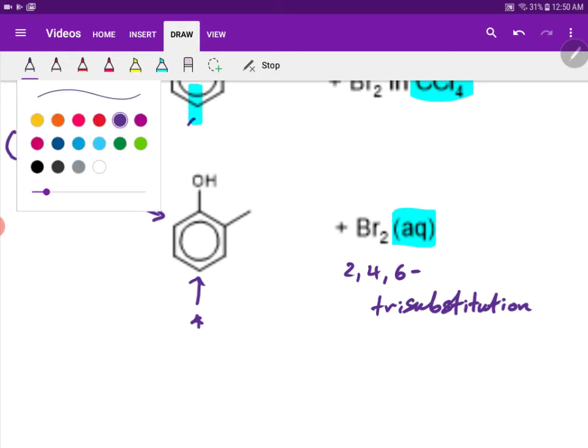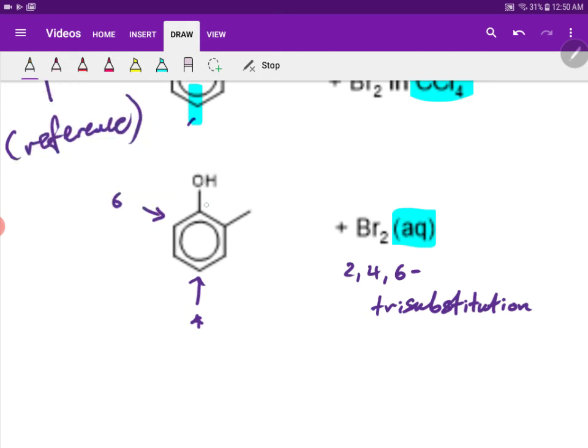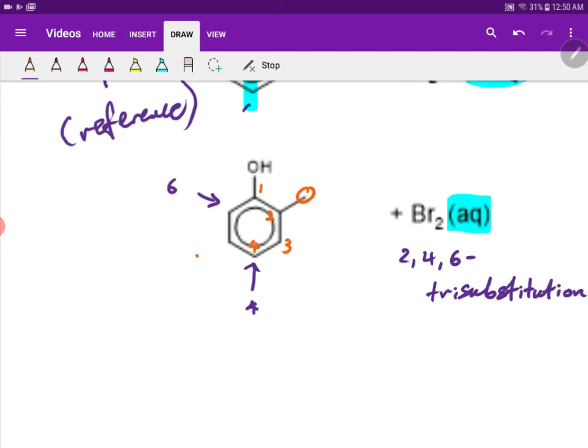How do you actually count this position here? Since this is our reference point, this is 1. We will move towards the direction where we can encounter another group at the earliest point in time, and this will be our methyl group. So this will be 2, 3, 4, 5, and 6.